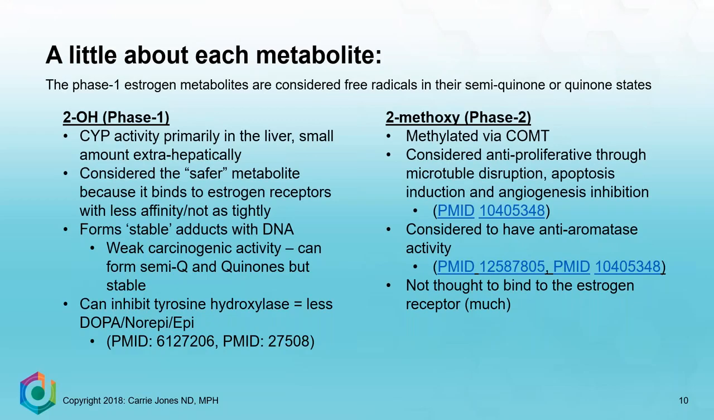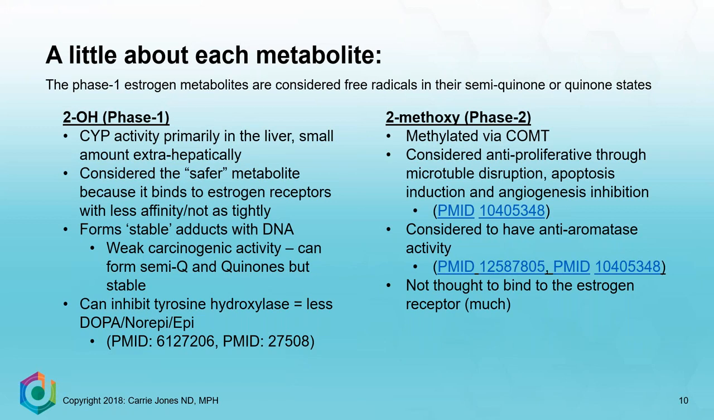All right, so a little bit about each metabolite. I have written there, it's important to remember these phase 1 metabolites are considered free radicals when they're in their semiquinone and quinone state. So when the 2 and the 4 convert into semiquinones or quinones, if they cannot get out through phase 2, this is a real problem.